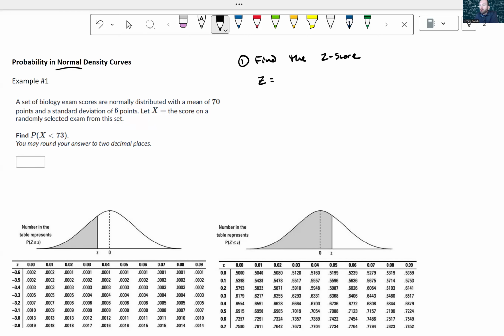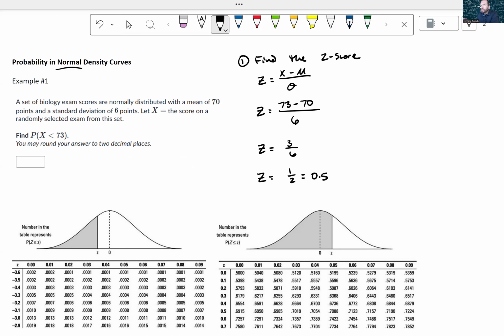And to find the z-score, the equation is x, our individual data point, minus mu, our average, divided by the standard deviation. In this case, we're going to let x equal 73. It tells us the mean is 70 in our given information there. It also tells us the standard deviation is 6. And so now we're going to simplify this. This becomes 3 over 6, and z equals 1/2 or 0.5.